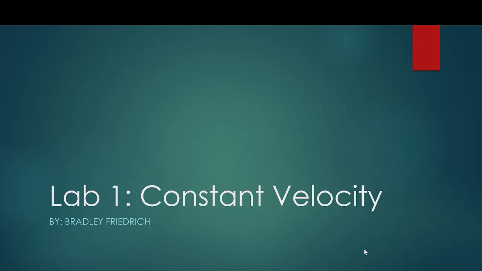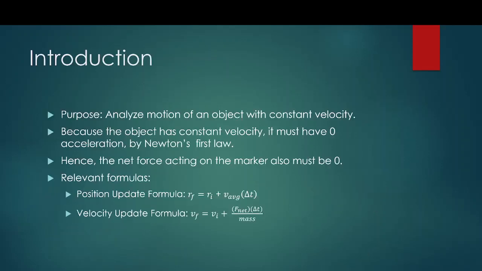Alright, let's talk about Lab 1, constant velocity. The purpose of this lab is to analyze the motion of an object, in this case a marker, in motion with constant velocity. Because the marker has constant velocity, by Newton's first law of inertia it must also have zero acceleration. And because it has zero acceleration, the net force acting on the marker throughout the process must be zero.